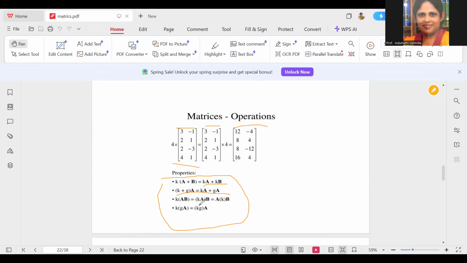The same thing we can write this way if we have two scalars, K and G. So it is like this. I think you can go through this slide and try to understand, because we need to discuss more things under this, so I will move to the next part.